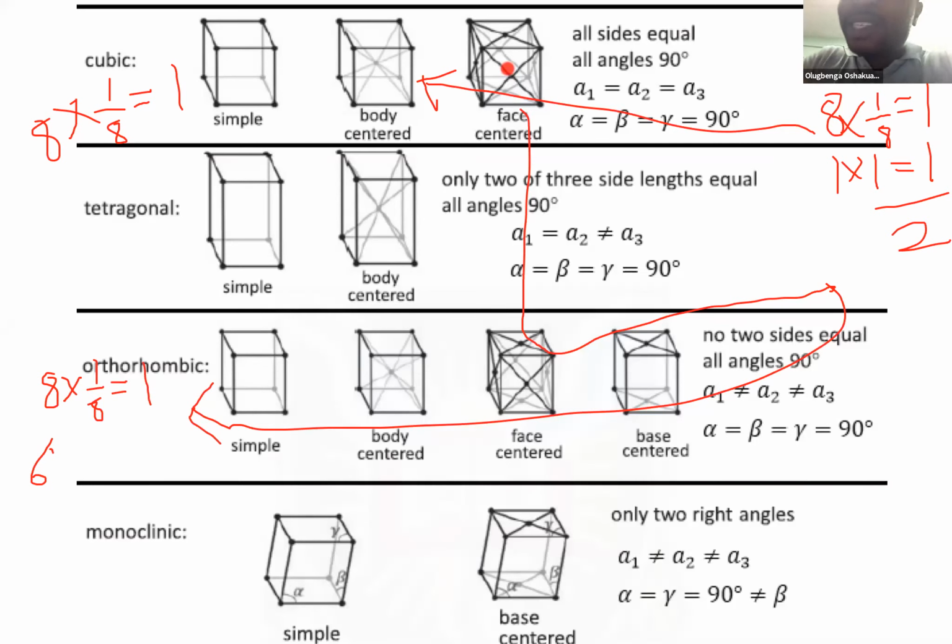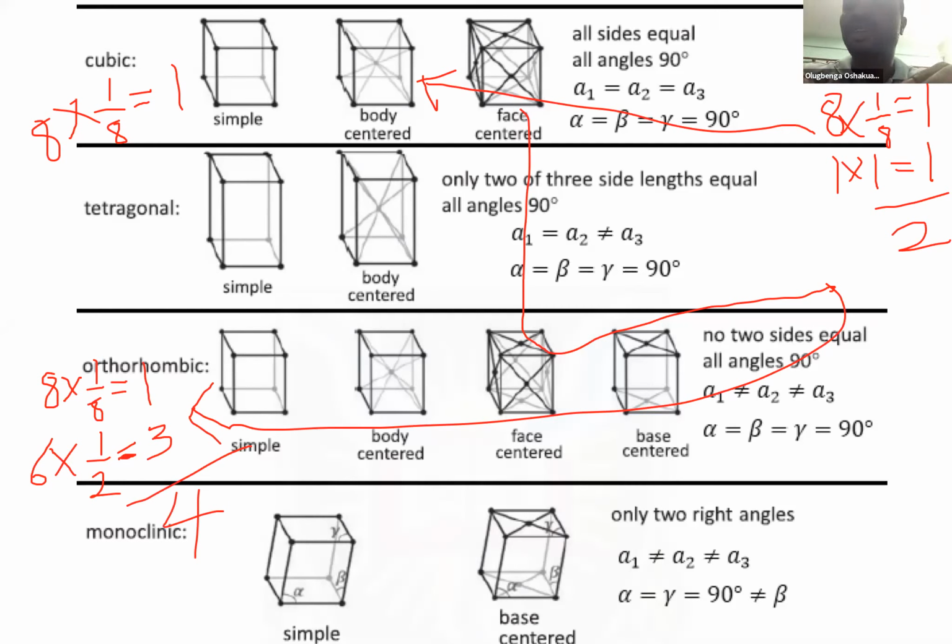Okay, we have six faces there, and each of them contributes half of their value. That means that the total number of atoms that the cell is enjoying by virtue of the presence of atoms at the faces will be three. Then if we now ask, how many atoms do we have in that cube? The answer is four. That is, there are four atoms in that conventional cubic cell.